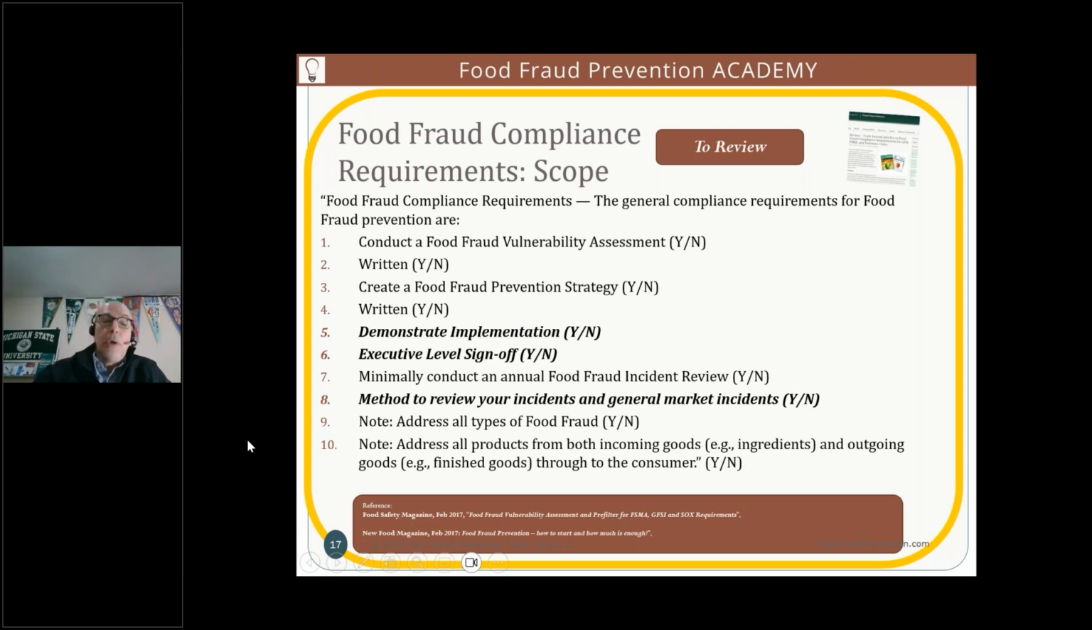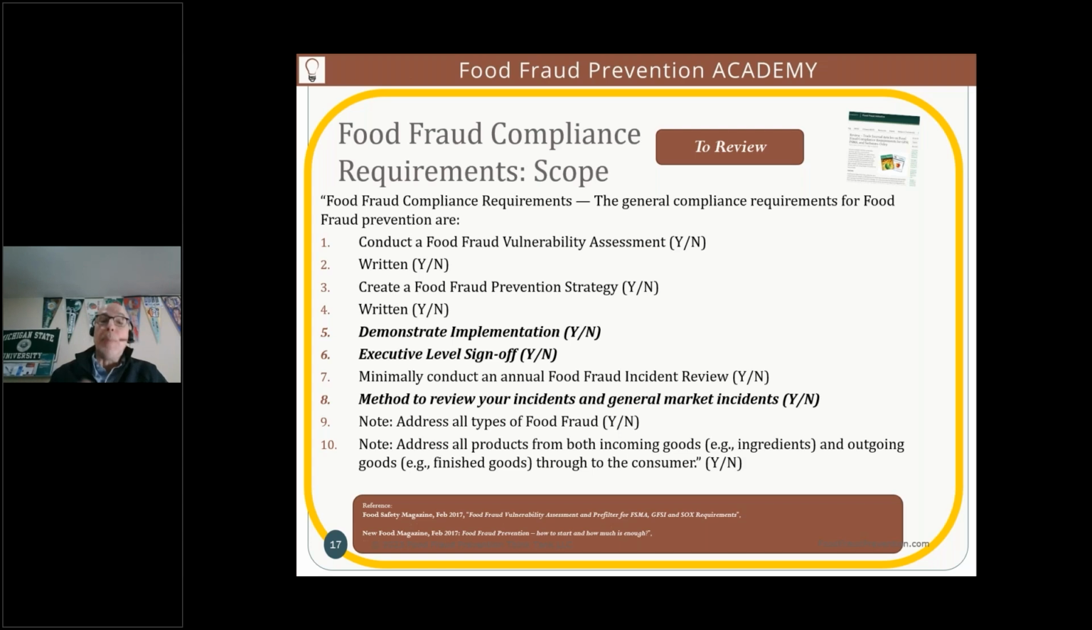And also, does your review cover all products from incoming goods, outgoing goods, through to the consumer, all the way to the consumer? Now, a lot of people cover ingredient food safety and quality, and that's what you cover, but your company didn't, other people cover those other areas. Technically, you're compliant in your area, but your company's not compliant.